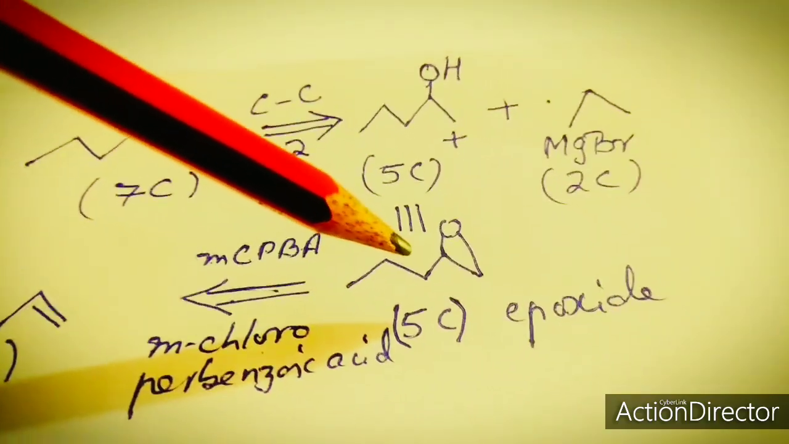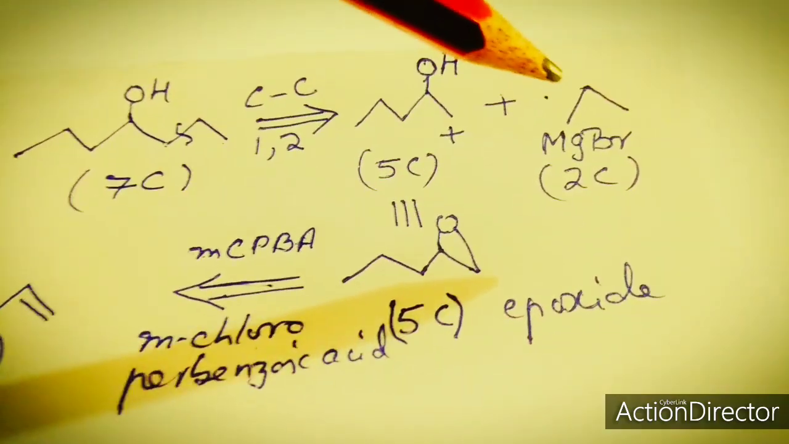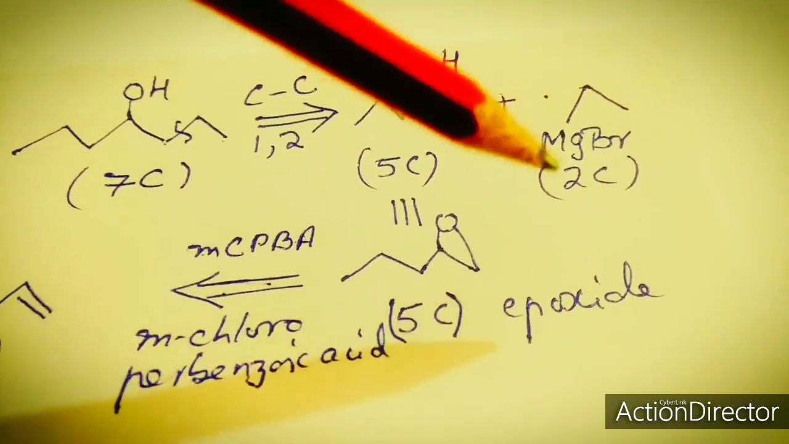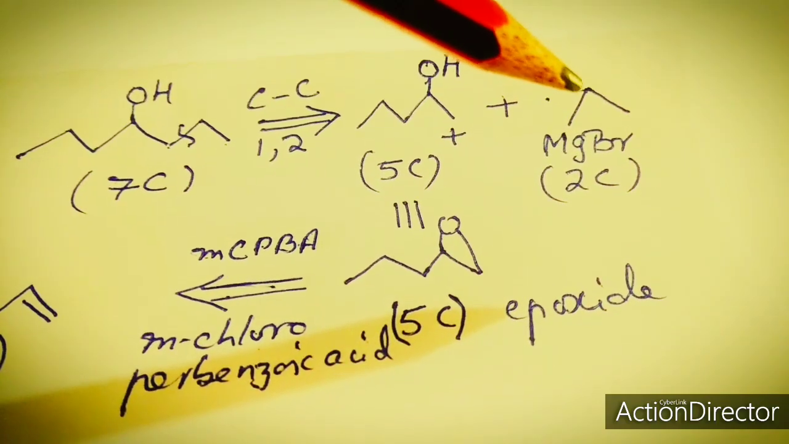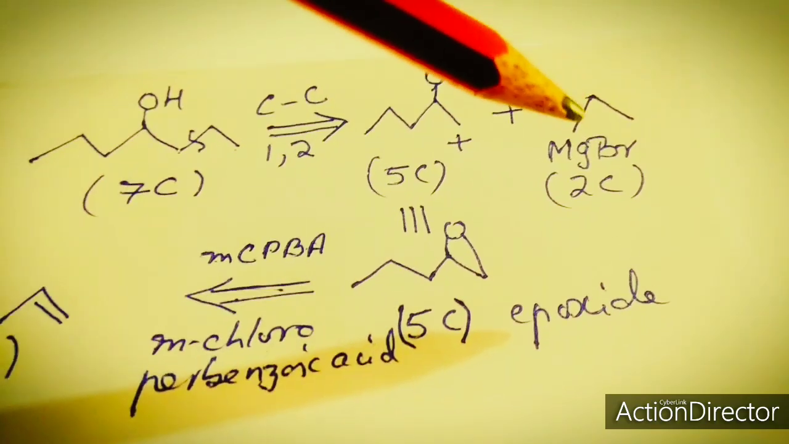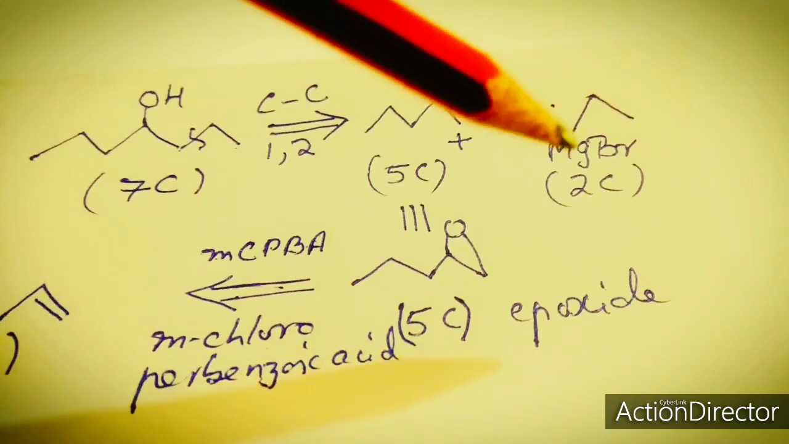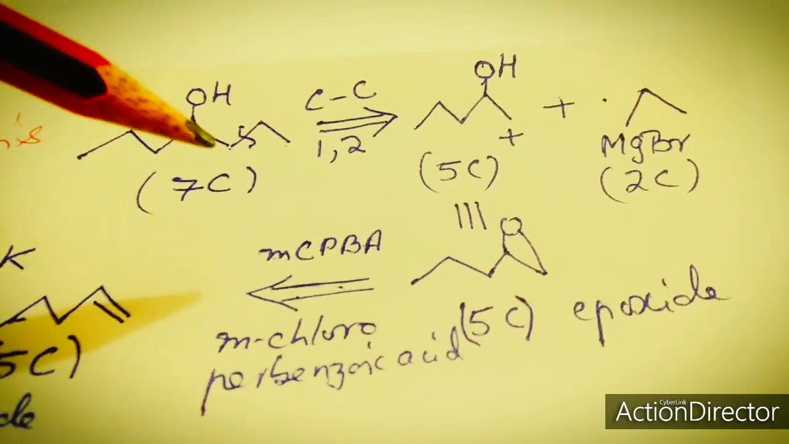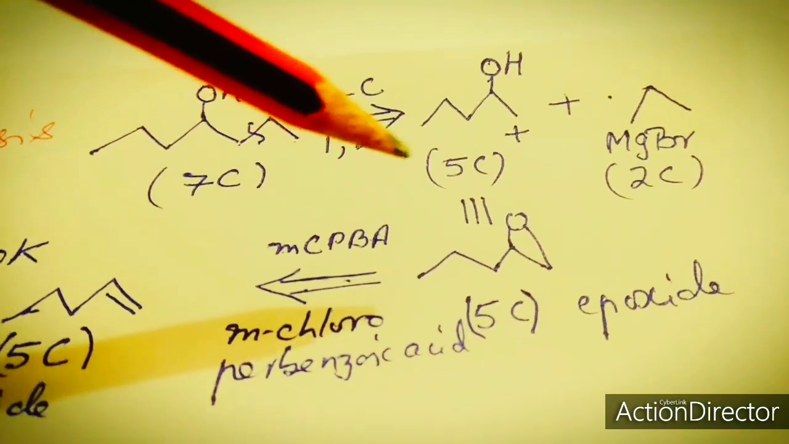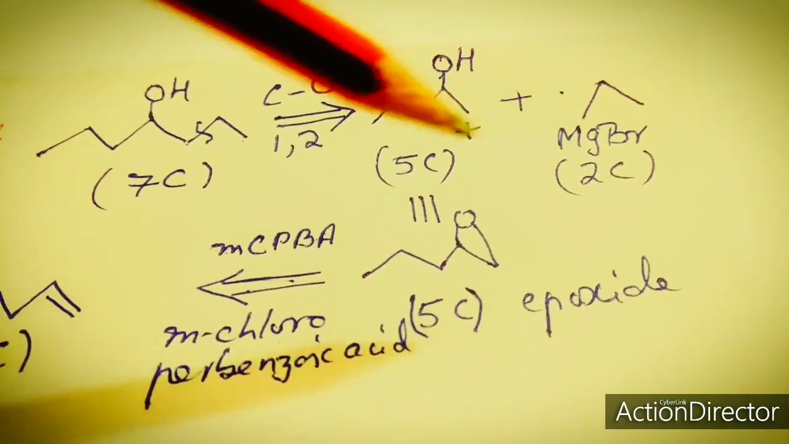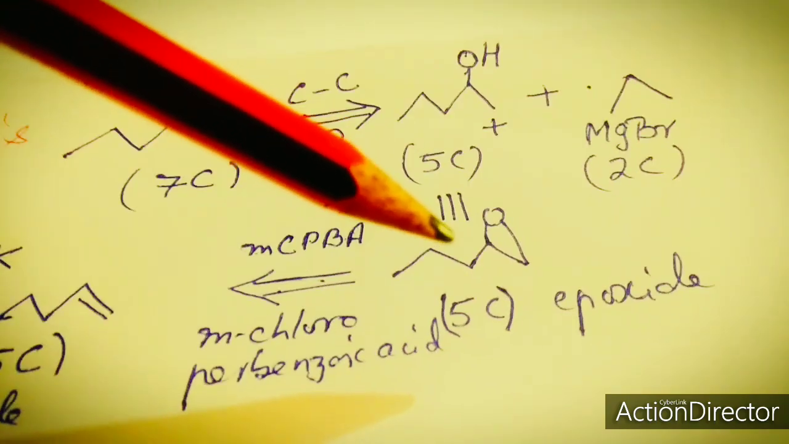And at the same time, the other 2 carbons which have disconnected will be negatively charged, and we know that the Grignard reagent gives very good negatively charged ions. So R negative will be formed from here, the carbanion. Now, we have disconnected a 7 carbon compound. We can keep counting our carbons. Now this is 5 carbon, this is 2 carbon. Now we have got this epoxide.